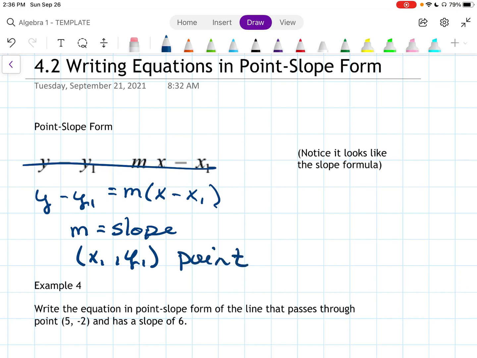All right, it's called point-slope form, and you can just look at this and find your point and your slope. Notice that it looks a lot like the slope formula. If I were to divide by those x's, I'd have y minus y1 over x minus x1 equals m. Right? It is our slope formula. It's just written a little bit differently.